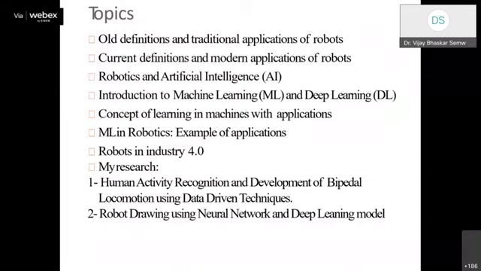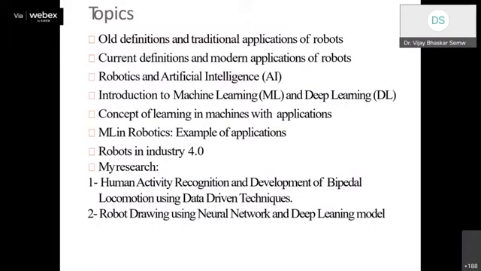Then you process it in the brain, then you plan things, and then you execute. This is what AI is. Modern AI is not rule-based AI. This is connectionist AI, in which you have neural networks. In one session I will also discuss this.